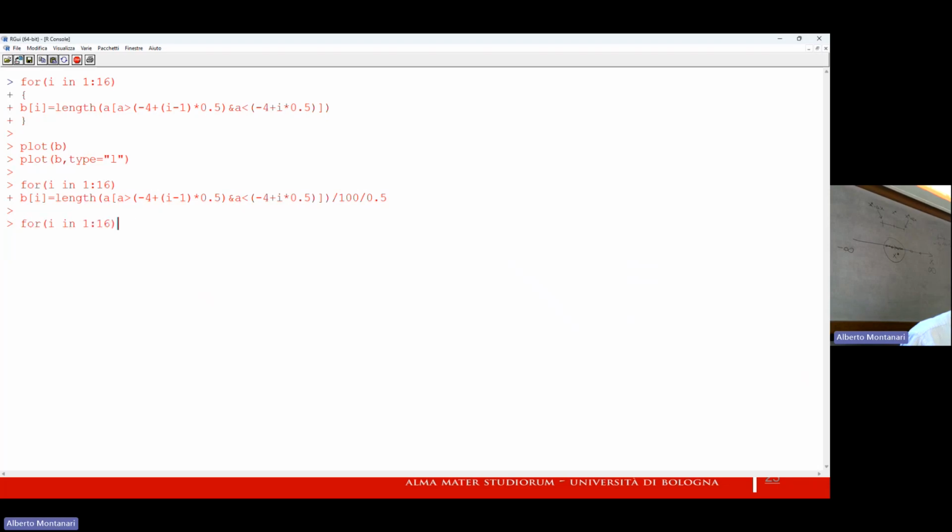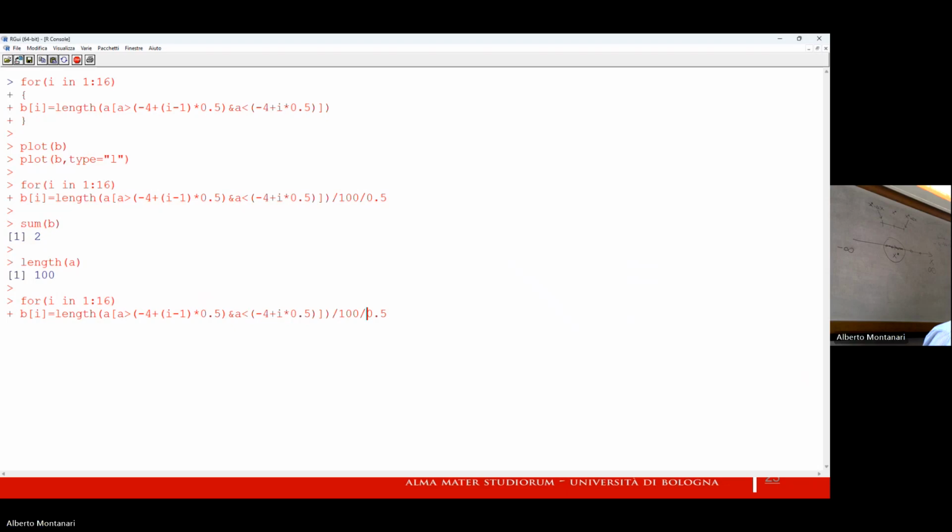Let me try to plot it. Or let me make one thing. Sum B is 2. So there is something wrong here. Because the way I defined it, first of all, let me check the length of A. Yeah, 100. The way I defined it, the sum of these counts should be equal to 1. Let me just check. Yeah, it's 100. This is correct.